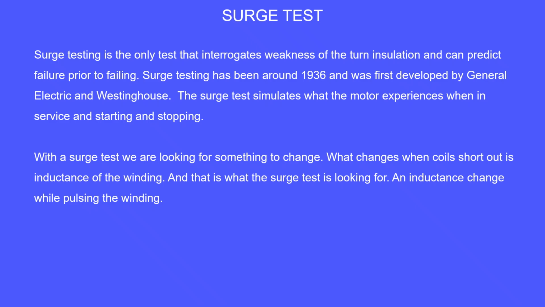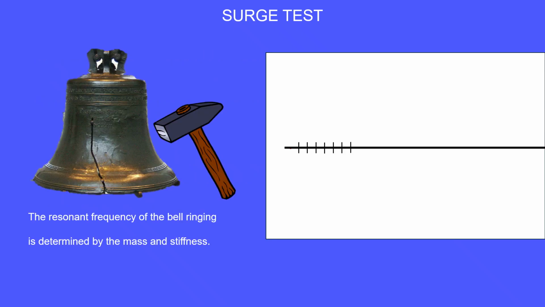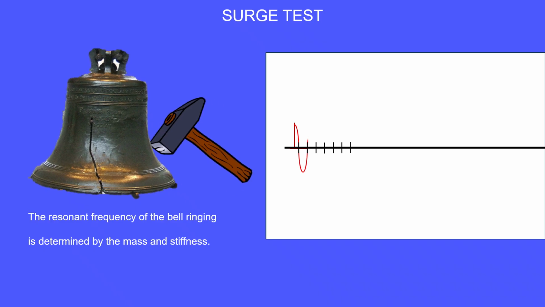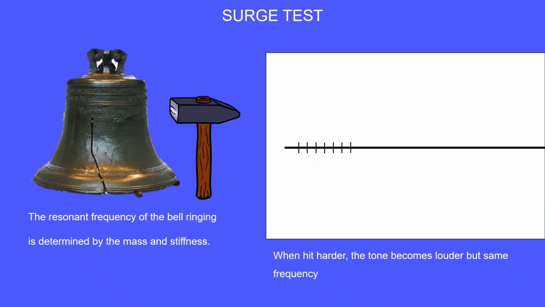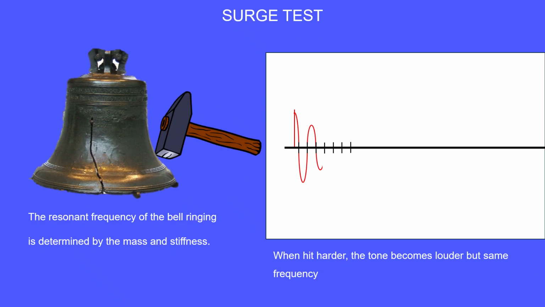Megger compares the surge test to hitting a bell with a hammer. If we hit the bell with a hammer, it will ring at a resonant frequency that is determined by its mass, stiffness, and resistance to oscillation. The ringing will start out loud and dissipate until it is no longer ringing. If we hit the bell harder, the tone would become louder, represented by the increase in amplitude of the waveform, but the frequency would be the same.